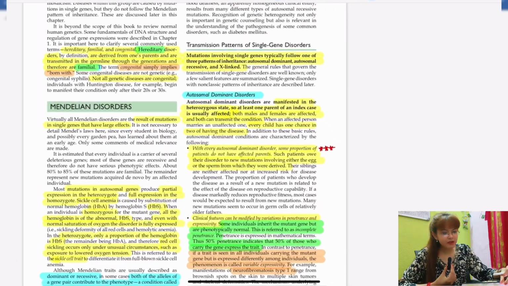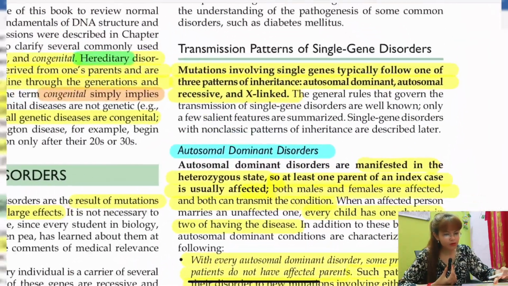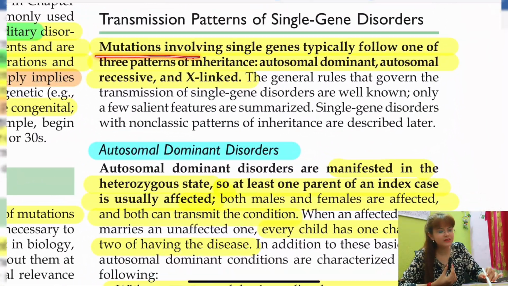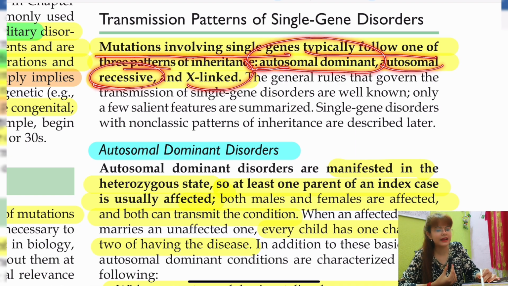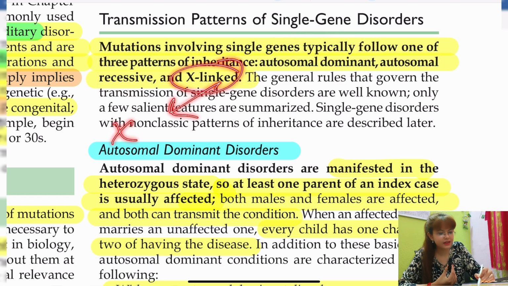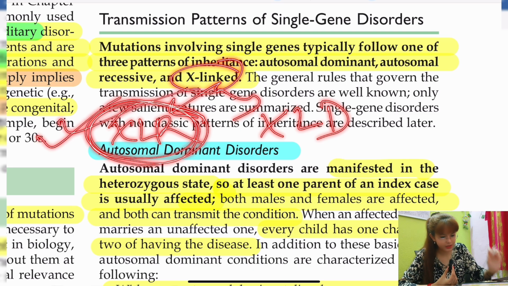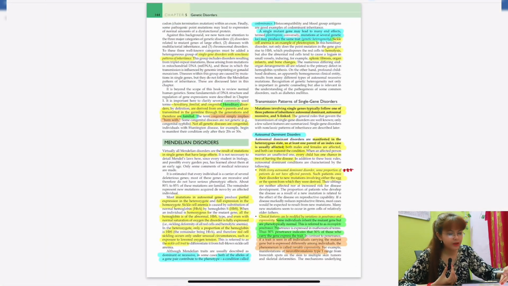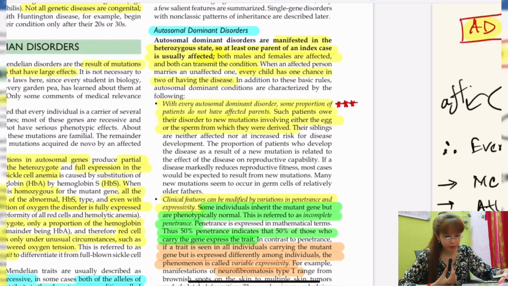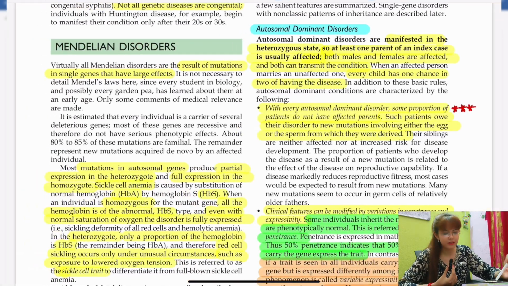Now, coming to these individual parts, let's talk about this now. So, mutations involving single genes typically follow either the autosomal dominant pattern, autosomal recessive pattern, and X-linked, in which we have X-linked recessive and X-linked dominant, where X-linked recessive is more predominant. Okay? Now, each of these, please pay very good attention here because this is difficult but very important.